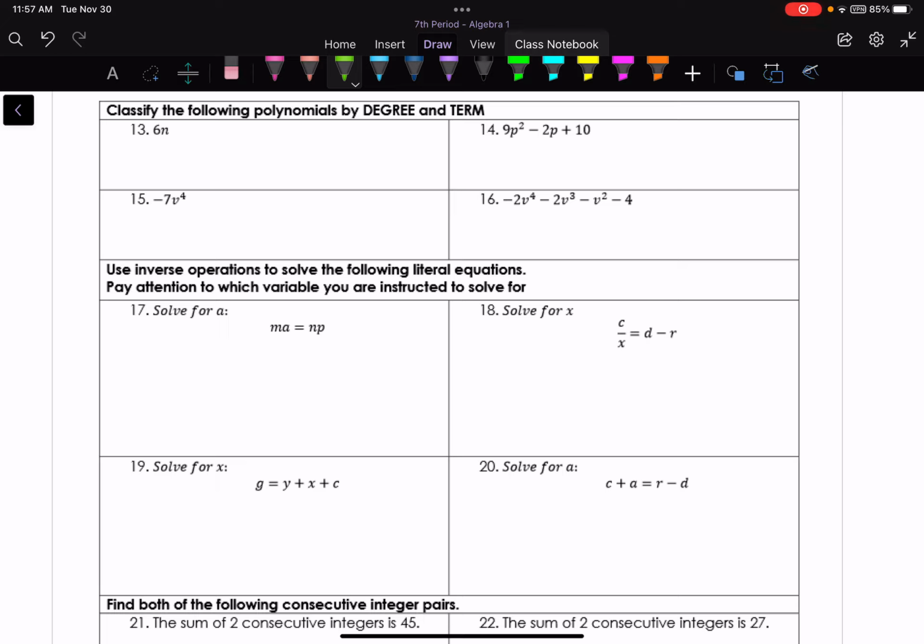This is 6n, so it is a degree. We have an exponent of 1 here, even though it's not stated. So that means that this is linear. That is our degree, and then the term would be monomial because there is one term. So it is a linear monomial.